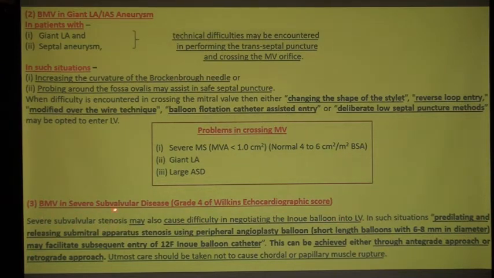Severe subvalvular stenosis may cause difficulty in negotiating the Inoue balloon into the LV. In such situations, pre-dilating and releasing the submitral apparatus stenosis using a peripheral angioplasty balloon, meaning short-length balloons with 6 to 8 millimeters in diameter, may facilitate subsequent entry of the 12F Inoue balloon catheter.